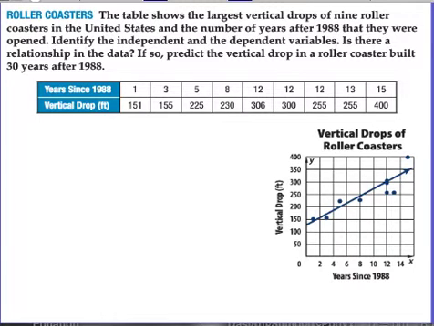The table shows the largest vertical drop of 9 roller coasters in the United States in the number of years after 1988 that they were opened. Identify the independent and dependent variables. All right, so what's the independent variable and the dependent variable in this graph?